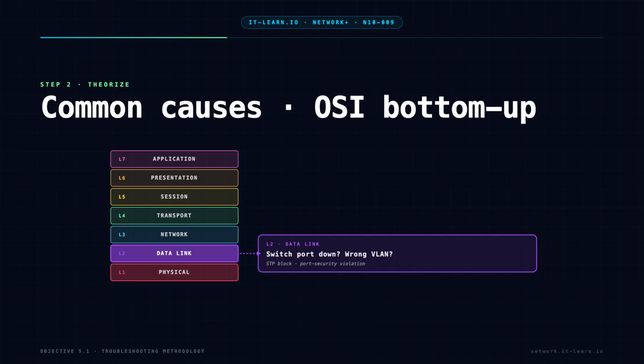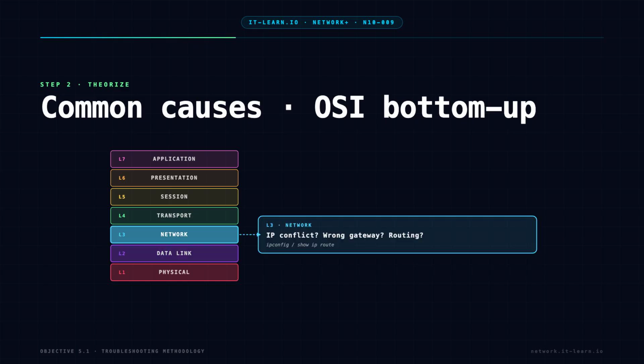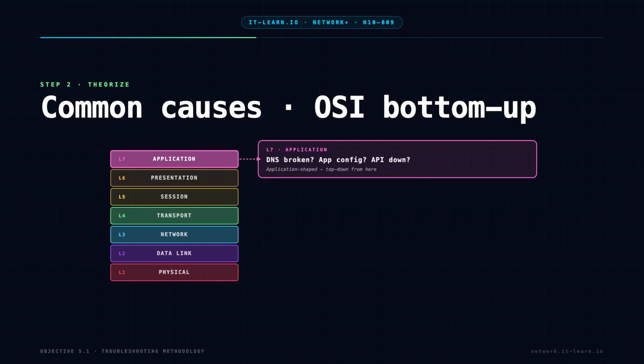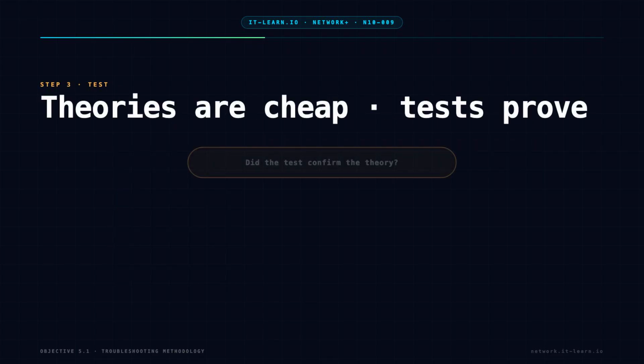I have lost count of how many Sev1 incidents had a root cause of someone moved a chair and unplugged a switch. Step 3. Test the theory. Theories are cheap. Tests prove which one is right. You ping the device, you check the cable, you look at the routing table, you read the logs. If your theory holds up, move to step 4. If it does not, go back to step 2, with the new information your failed test just gave you. A failed test is not a failure. It is a data point. Document what you tried and what you saw.